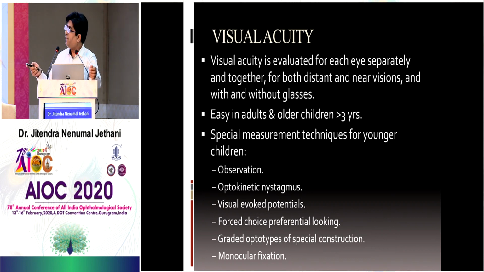So before we move on to strabismus, we will quickly revise visual acuity. It has to be evaluated separately for each eye, and it is easier in adults, difficult in children. Why is it difficult in children? Because they are in a phase where they are growing. So you have to use age appropriate visual testing methods.